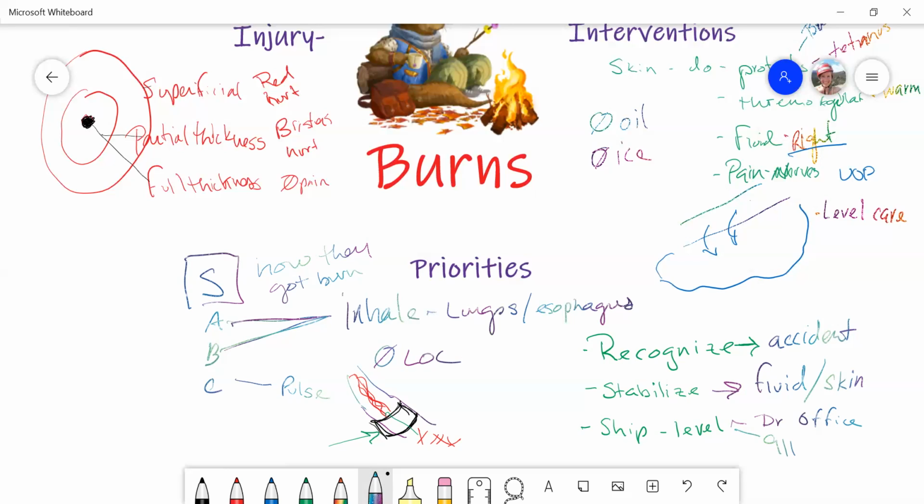Just pay attention that burns are the same as any emergency. We've got to recognize it first. We've got to stabilize what we can, and we've got to ship them or get them to the level of care that they need to be in. Maybe they don't need an extensive level of care, but we always have to pay attention to that and always have in our head: what's my next step, where do I need to get them.